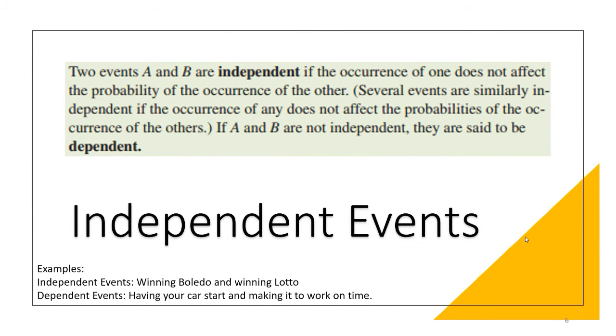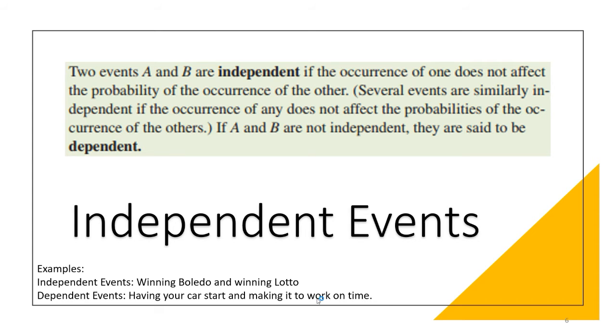Two events are said to be independent if the occurrence of one does not affect the probability of the occurrence of the other. And so we'll be looking at this very closely as we continue to understand conditional probability and then use our understanding of conditional probability and independent events to finally get our multiplication rule. So here are two examples. If you're looking for independent events, we can say winning the Bolido and winning Lotto, right? They are independent. Dependent events would be, for example, having your car start and making it to work on time.